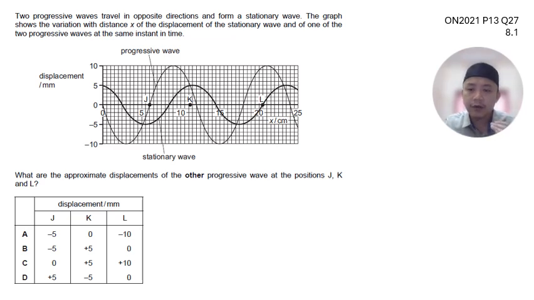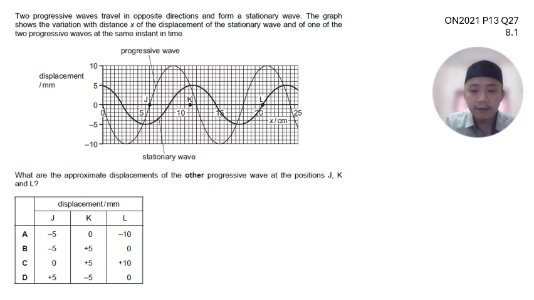So if we recall, the definition of stationary waves is basically when two similar waves that are traveling in opposite direction meet at a point via superposition, they will form a stationary wave. Now the question is asking what are the approximate displacements of the other progressive wave at the positions J, K, and L.